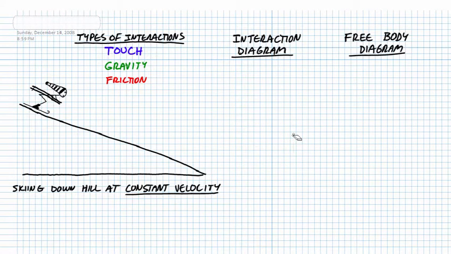Alright, this is a short tutorial on a free body diagram for a skier skiing down a hill. First thing we're going to look at with the skier are the interactions he's having with his environment. And we're going to do that with an interaction diagram right here. So the first thing we'll do is indicate or represent the skier like this.